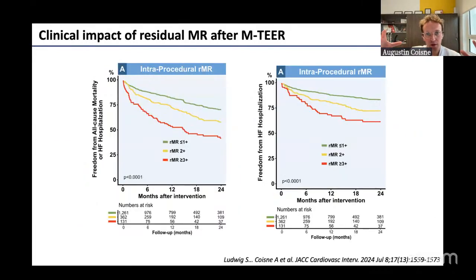One really important thing to keep in mind is when we think about edge-to-edge repair, we need to think about the residual MR we will be able to achieve, because we know now that even patients with a 2+ residual MR, it's the Kaplan-Meier curve in yellow here, data from PRIME MR once again, had a lower survival compared to patients with a 1+ residual MR or less, as highlighted by the Kaplan-Meier curve in green. It was the case for all-cause mortality, but also for heart failure hospitalization.